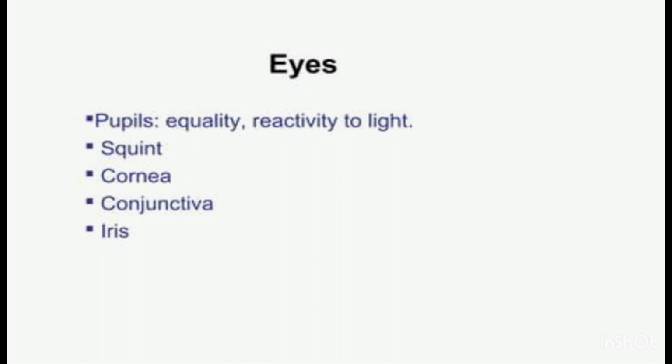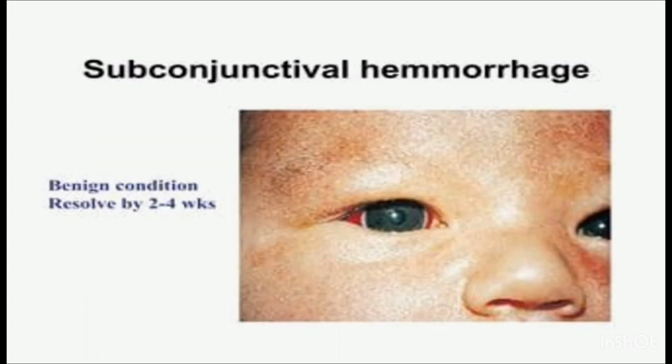Now, in the examination of the eyes, we will examine pupil equality, reactivity to light, squint, cornea, conjunctiva, and iris. This is the picture of subconjunctival hemorrhage. It is a benign condition and resolves within 2 to 4 weeks. It occurs when a tiny blood vessel breaks just underneath the clear surface of the eye, or conjunctiva.